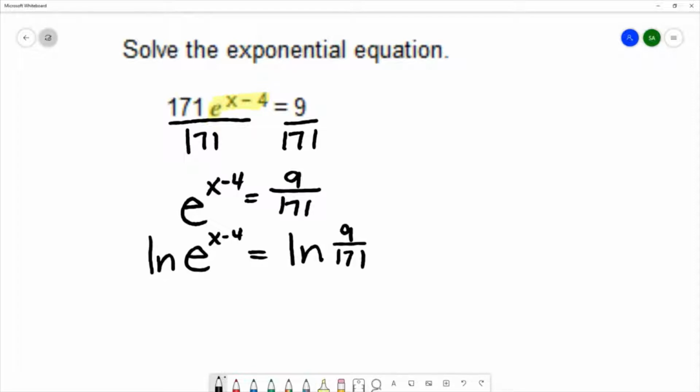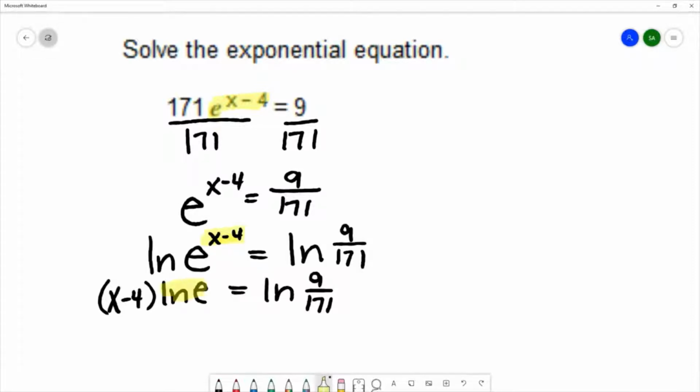Once you introduce the logs, you're allowed to use the power rule. And the power rule allows you to make this exponent the coefficient of the log. So that becomes x minus 4 times natural log e equals natural log of 9 over 171. Natural log of e simplifies to be 1.